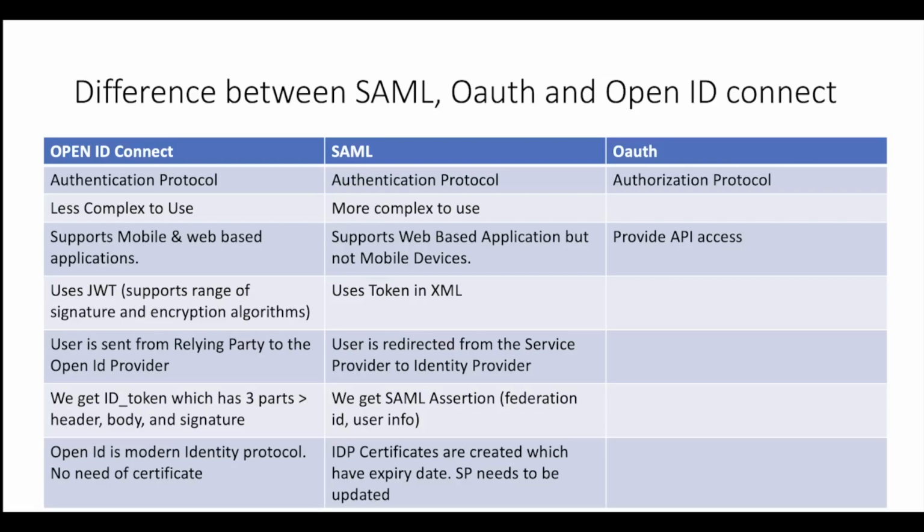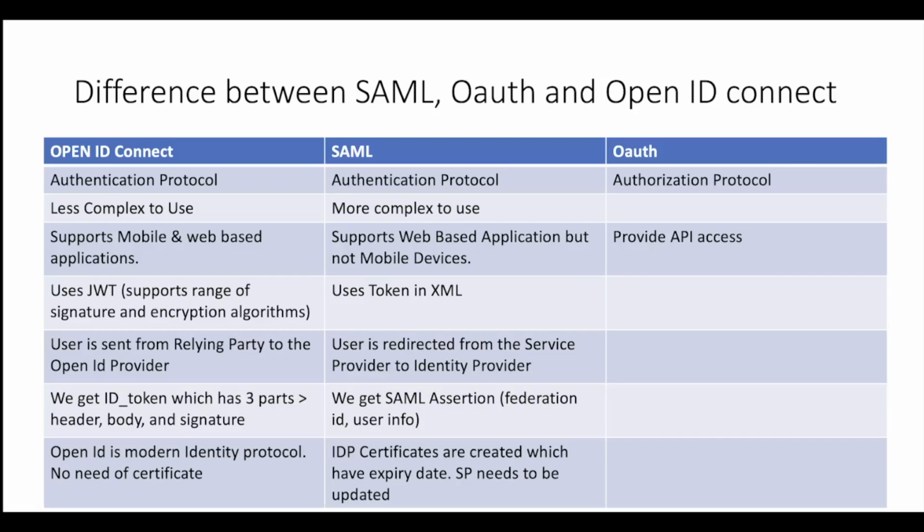OpenID Connect uses JWT, which is JSON Web Token. It supports a range of signature and encryption algorithms, whereas SAML uses tokens in XML. If you see my SAML video, you will see there's an assertion. What do we mean by assertion? It is the message which is exchanged between the identity provider and service provider. That assertion is in XML format. However, in OpenID Connect, the message which is exchanged is in JSON format.